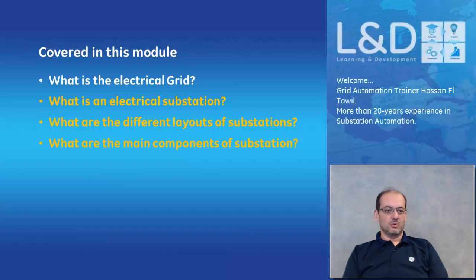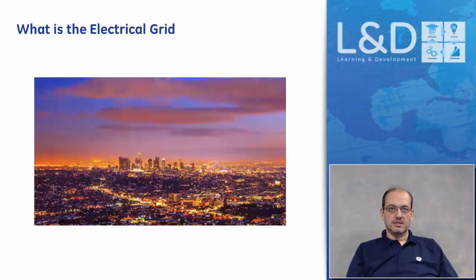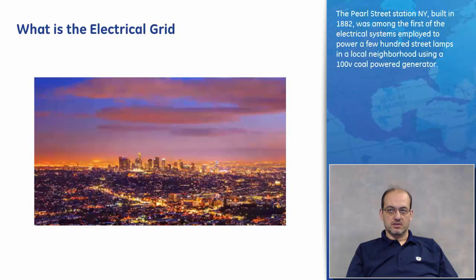In this module, we will discuss the electrical grid, the electrical substation, the layouts of the substation, and the main components of a substation. In the early days of electricity, energy systems were small and localized. Initial systems were used to power small factories, offices, and even hotels. Soon, many similar self-contained isolated systems were built across the United States.